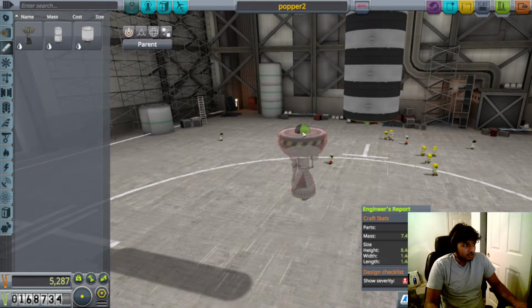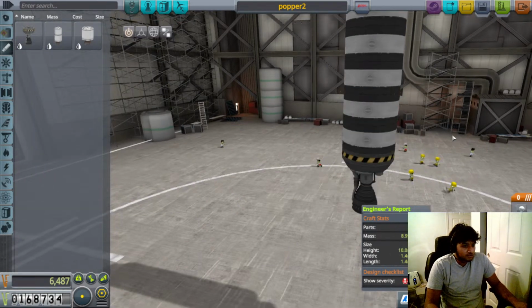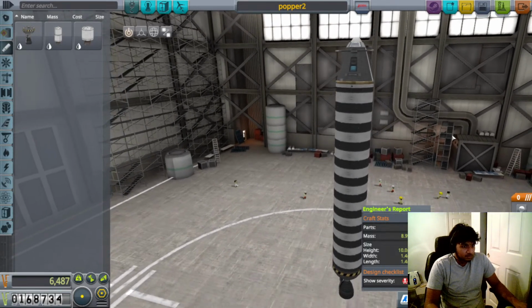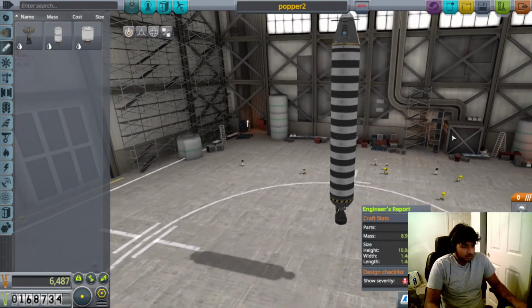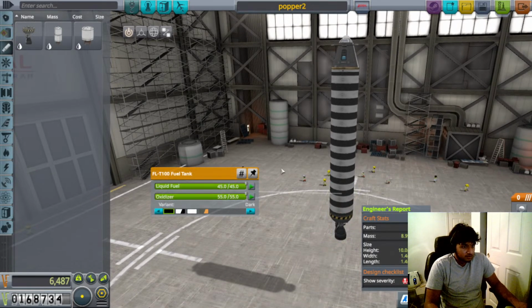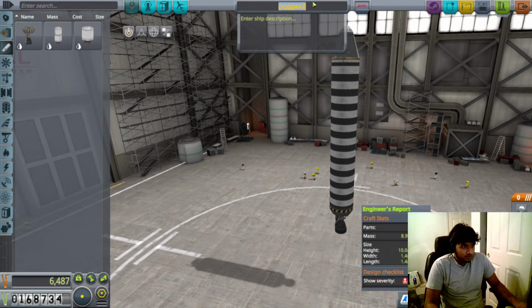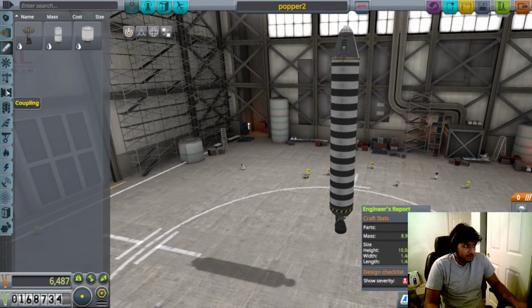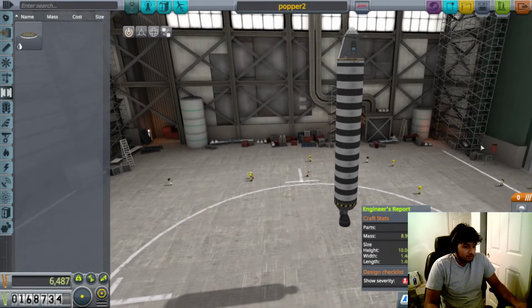Fuel tanks. Does this even take off? I really doubt it. But, okay. I hope so, at least. Call this Popper 2. And I don't even have any.